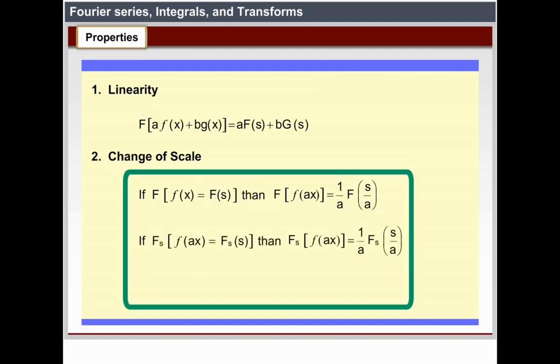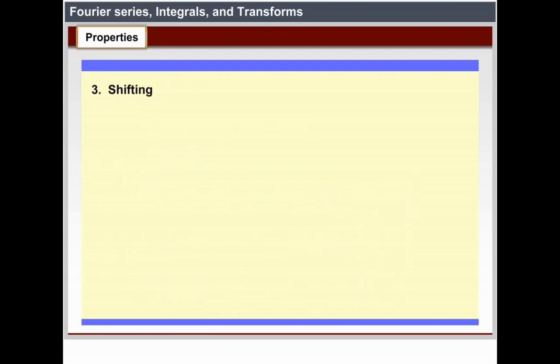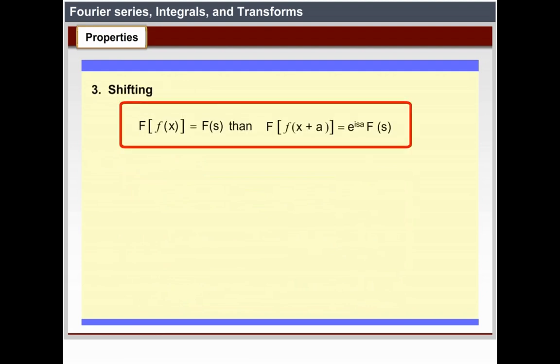If Fs of f of x equal to capital Fs of s, then Fs of f of ax equal to 1 by a Fs of s by a. If capital Fc of f of x equal to capital Fc of s, then capital Fc of f of ax equal to 1 by a capital Fc of s by a. Third property, shifting. If capital F of f of x equal to capital F of s, then capital F of f of x plus a equal to e power isa into capital F of s.